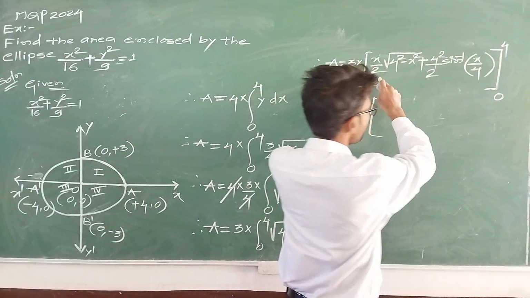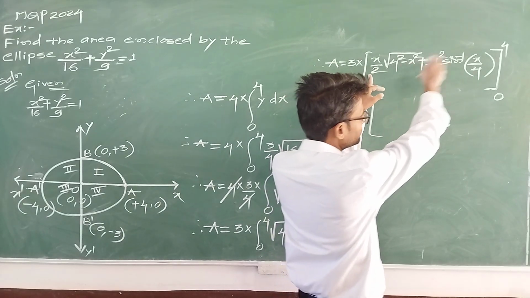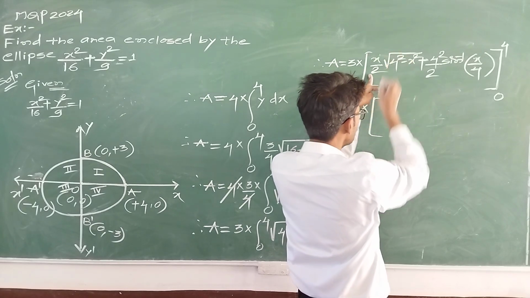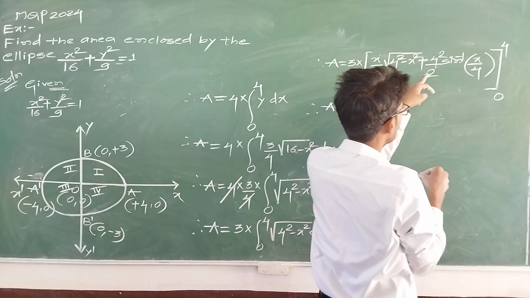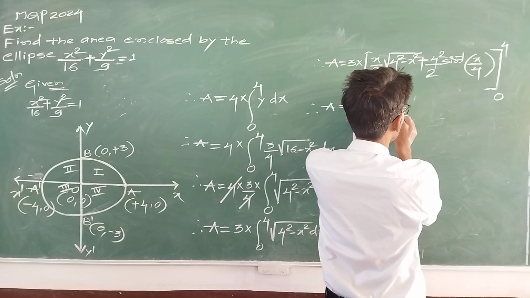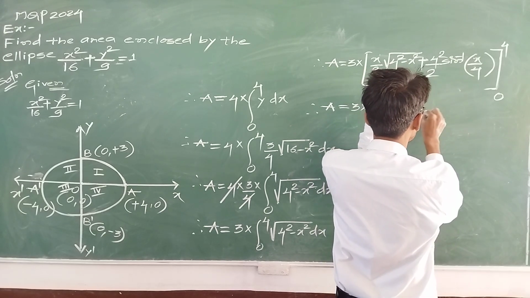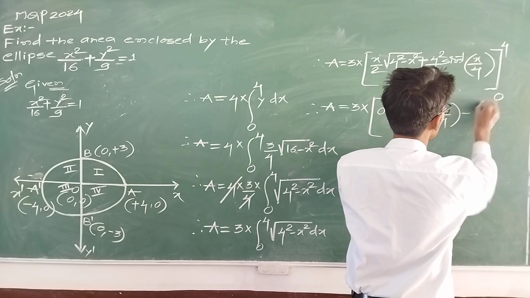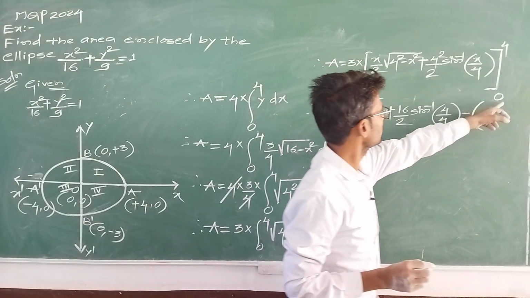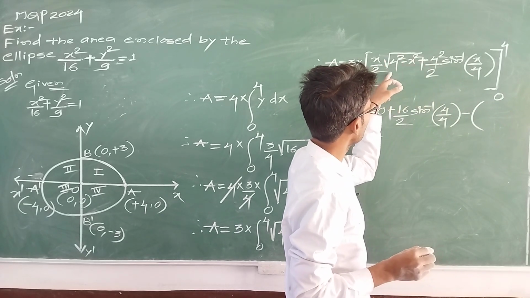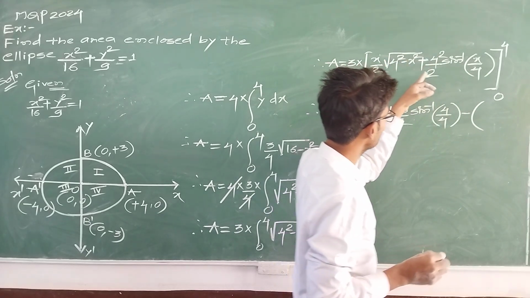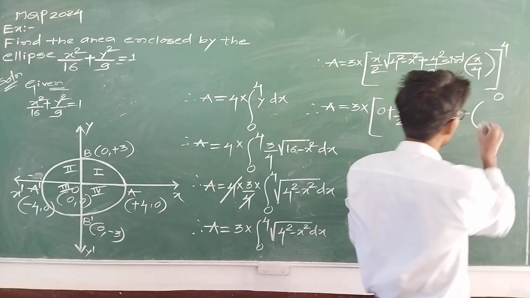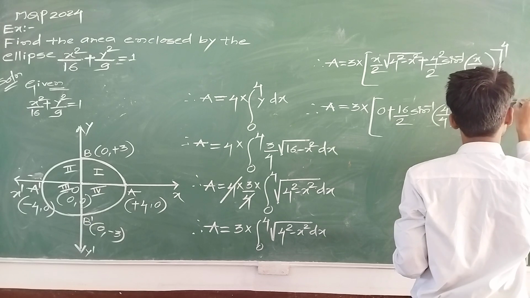So 4 by 2 square root of 4 square minus x square. x is 4, 4 square minus 4 square, this is square root of 0, square root of 0 into this 0, plus 4 square by 2, you write 16 by 2. Next sin inverse, in place of x you take the upper limit, it is 4 by 4, minus, you take the lower limit, which is 0. So 0 by 2 square root of 4 square minus 0 square, this becomes 0. 4 square by 2 sin inverse of 0 by 4. Sin inverse of 0 is 0. So I'll get 0 plus 0 here.